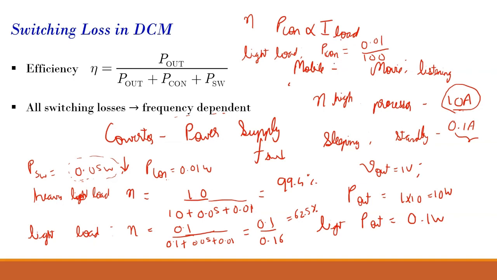That is fine. But my switching loss remains the same if I'm operating at the same switching frequency, irrespective of whether I'm operating at high load or light load. And that I do not want, because that is what is resulting in a reduction of my efficiency. So if I want to improve my efficiency, I have to reduce my switching frequency.